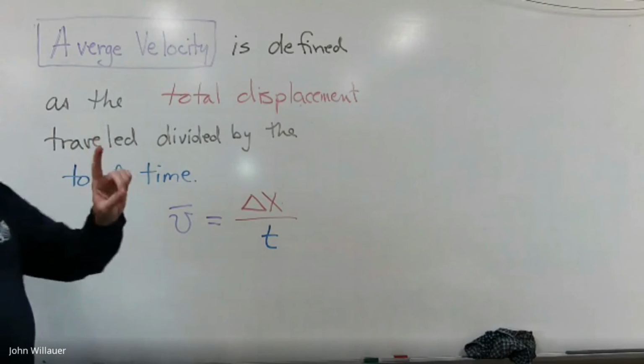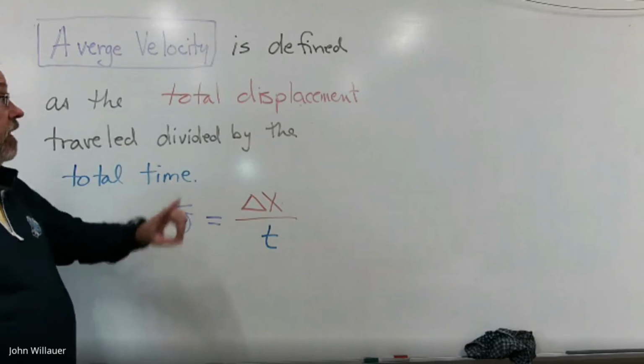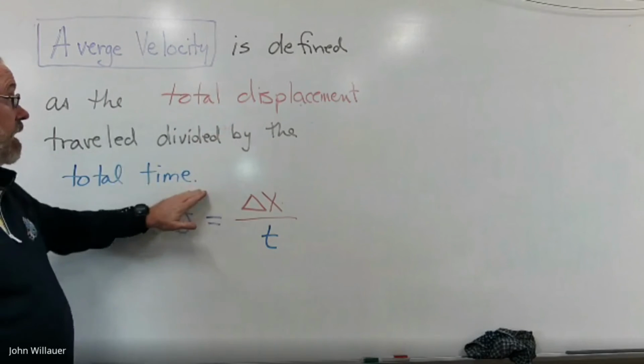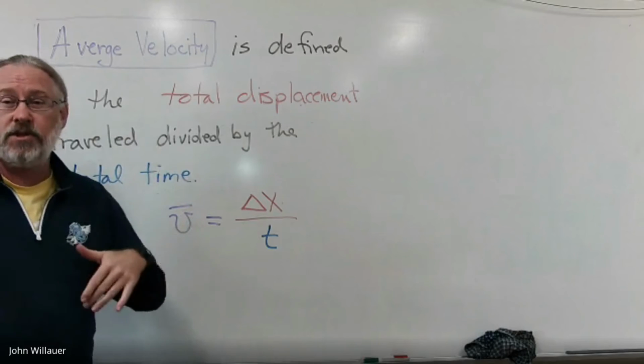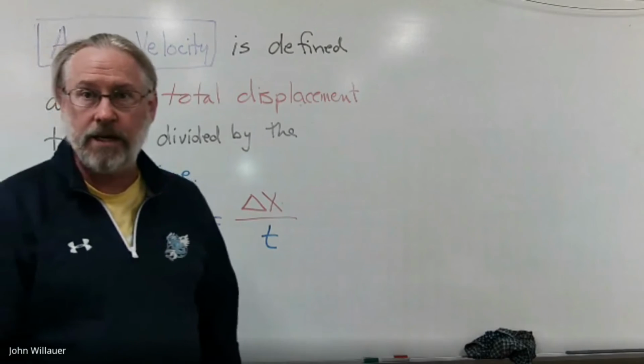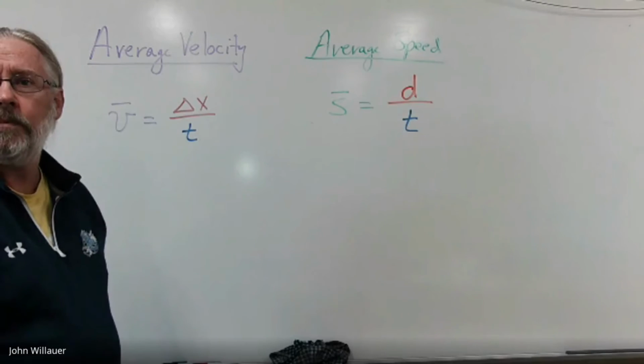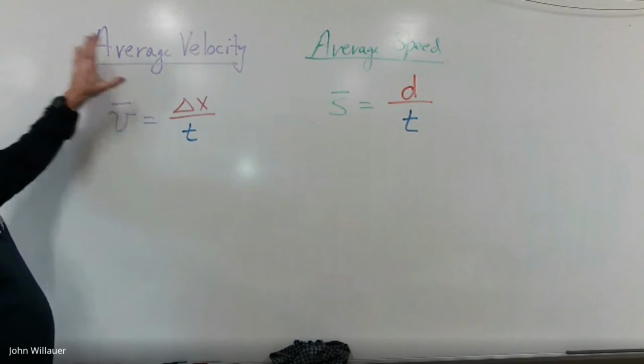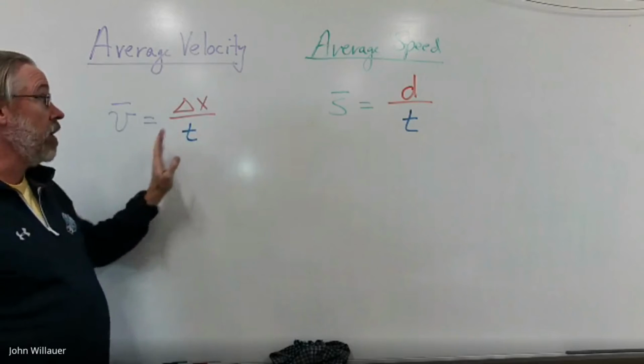So the big difference between average velocity and average speed: average velocity is the total displacement divided by time. Average speed is the total distance divided by time. So here we have average velocity on this side, average speed on this side. Here are the 2 relationships we had.